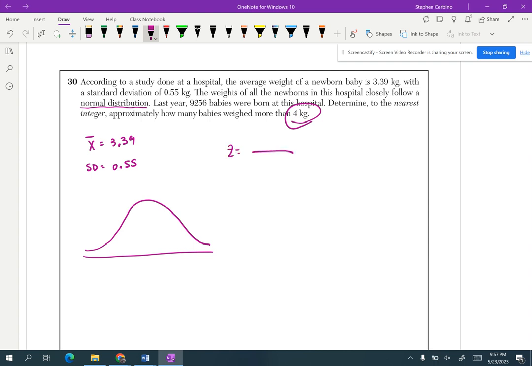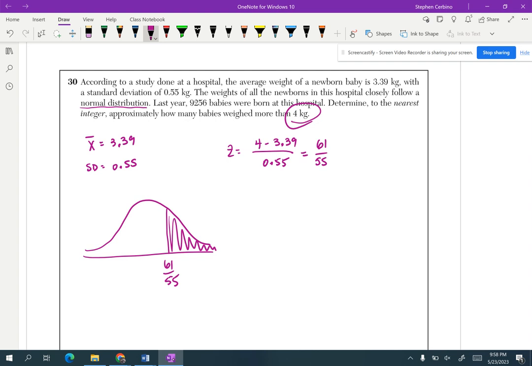And that z-score is going to be the value of 4 minus the mean of 3.39, over 0.55. If we type that into our calculator, we're going to get a messy decimal, and that messy decimal is going to change to the nice fraction 61 over 55. So what we're trying to do is find the percent that's above that number. Because if I can find that proportion of the data, we can then apply that proportion to the number of babies born.